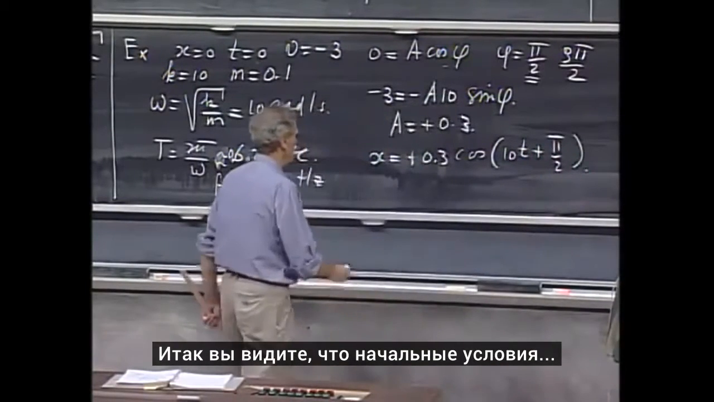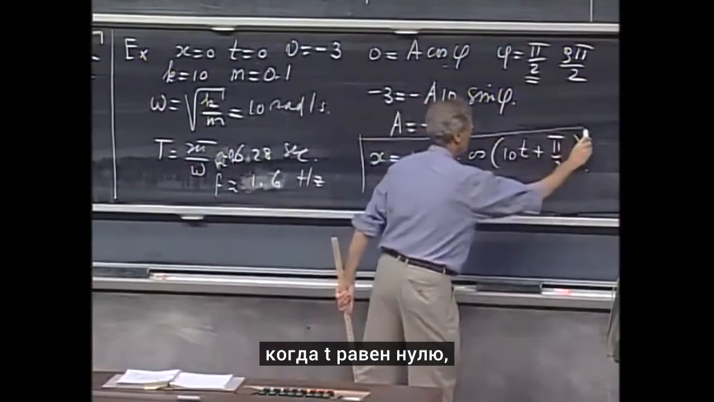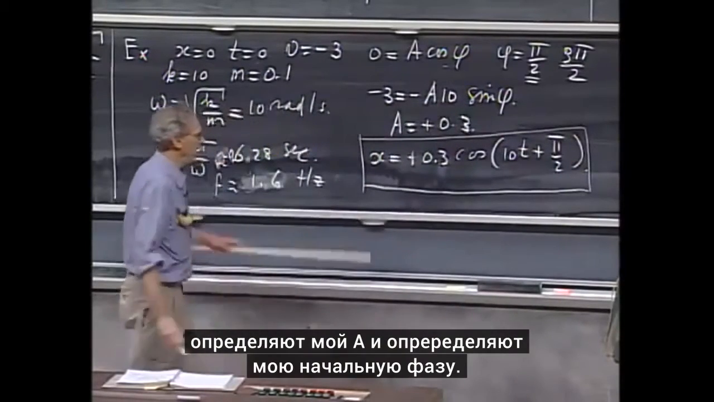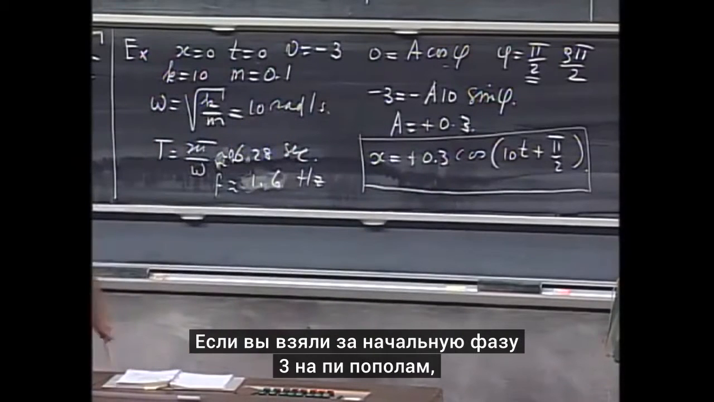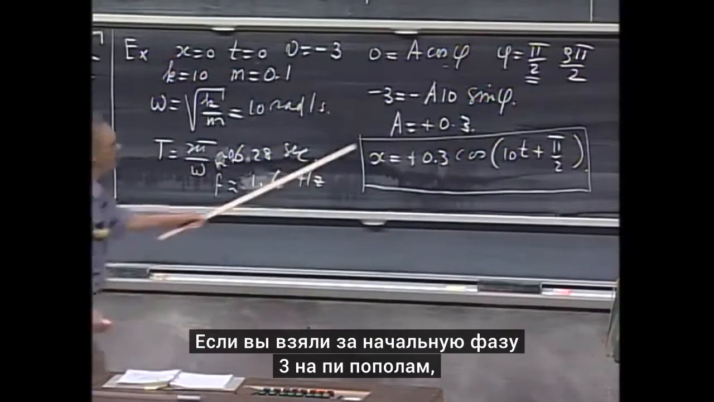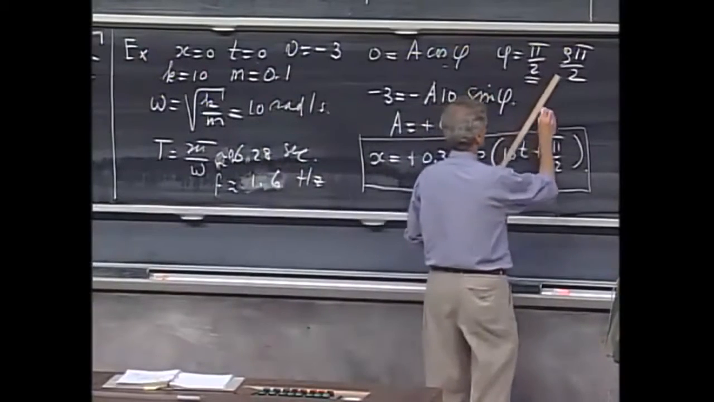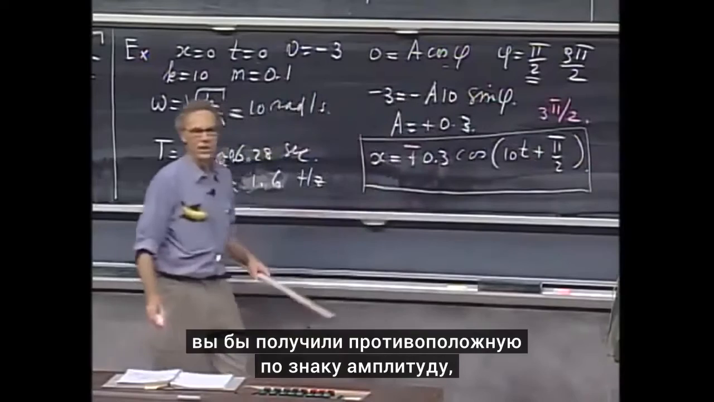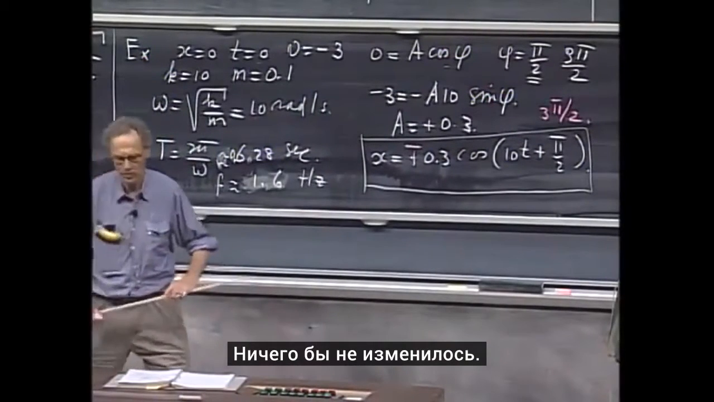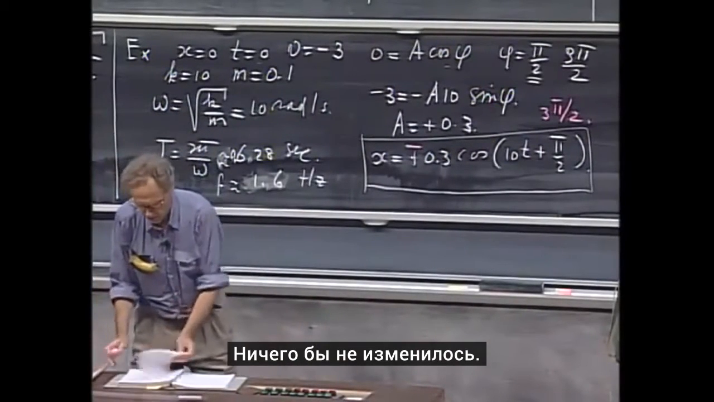So you see that the initial conditions, what the conditions are at t equals 0, they determine my A, and they determine my phase angle. If you had chosen this as the phase angle, 3 pi over 2, that would have been fine. You would have found a minus sign here, and that's exactly the same. So you would have found nothing different.